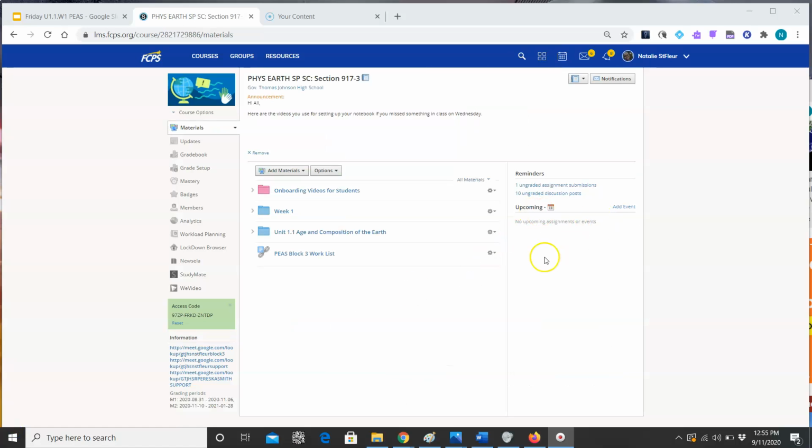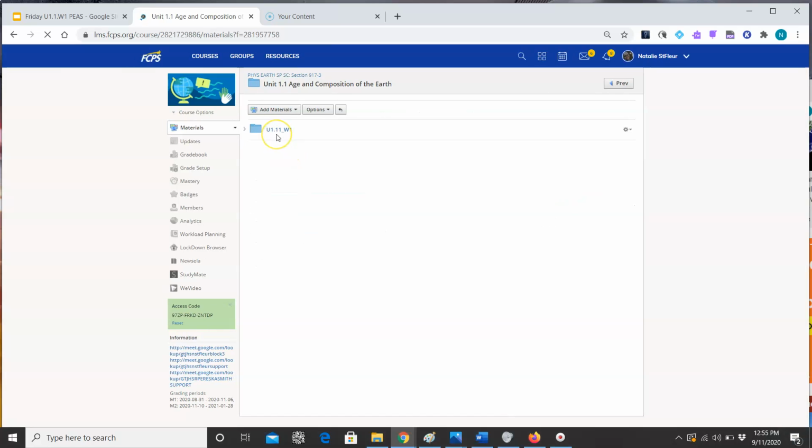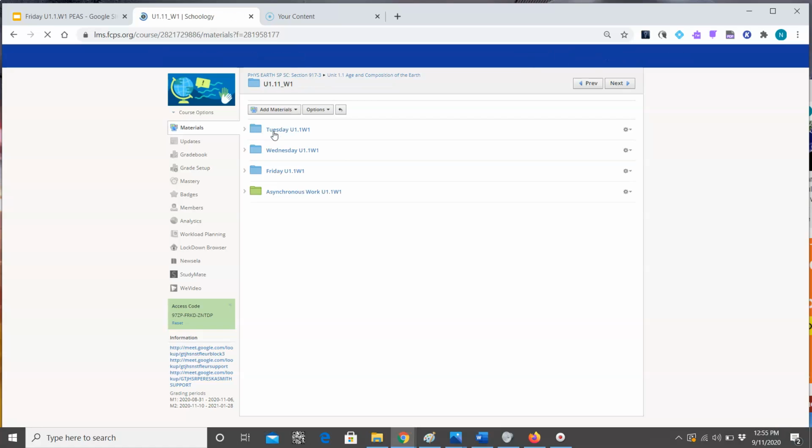Okay, so here is your Schoology page. And what you want to do first is go to Unit 1.1, Earth Composition of the Earth, because that's the unit that we're in. Now we're in the first week of it, so this is week 1, so you want to click open your week 1. And here are your folders. Now there are 2 types of folders. The blue folders are what we start or do during class when we're together, synchronous learning. And the green folder has the asynchronous work that you're supposed to do after class.